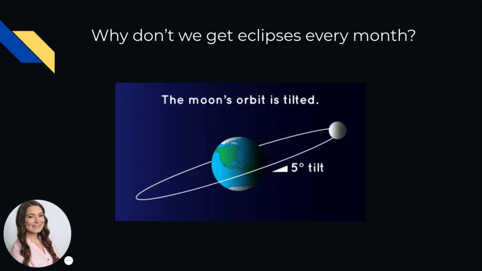So why do we not experience an eclipse every full and new moon? Because the moon orbits the Earth at an angle, and usually they do not line up properly to cause an eclipse. Occasionally, though, they do line up properly and we get between 4 and 7 eclipses every year.